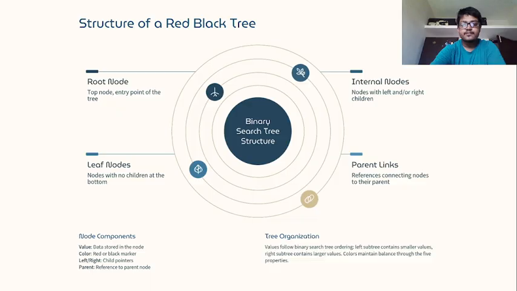Structure of a red-black tree. The structure of a red-black tree is similar to a binary search tree. At the top, we have the root node, which acts as the entry point. Then we have internal nodes, which have one or two children. Finally, we have leaf nodes, which are nodes without children. Each node stores 4 main things: the value, the color, pointers to the left and the right child, and a reference to its parent. The values follow the binary search tree rule. Smaller values go to the left, while the larger values go to the right.